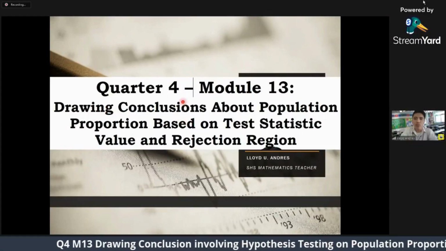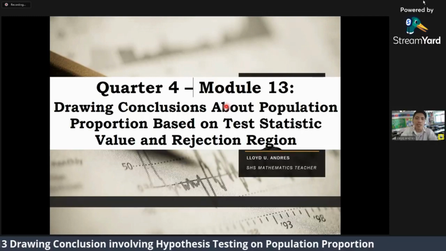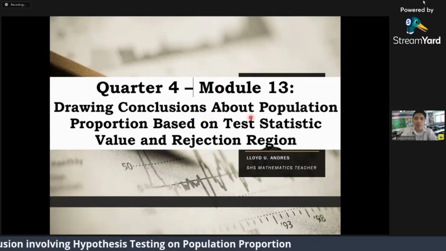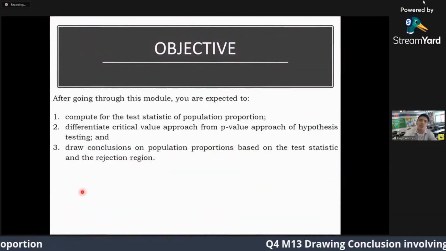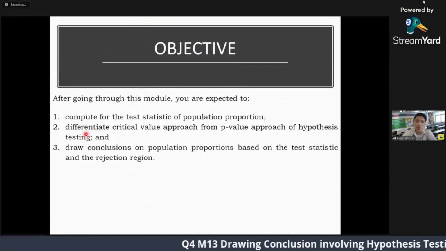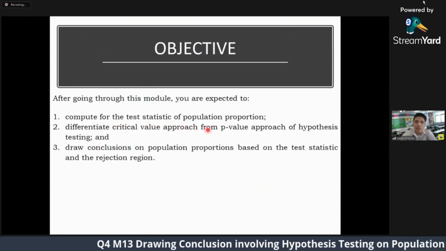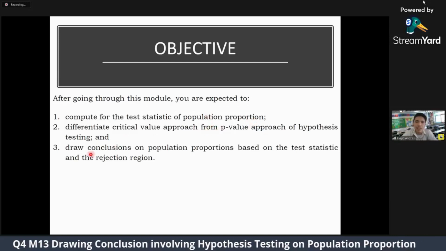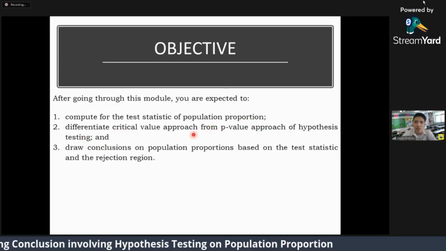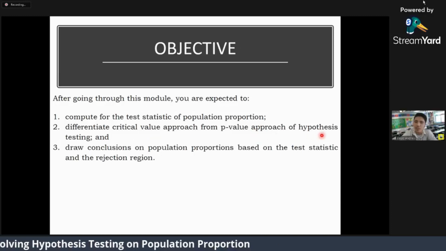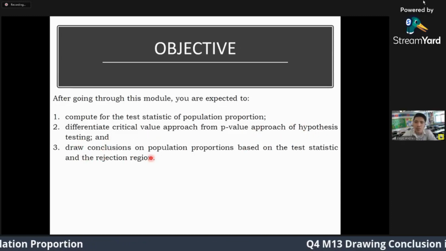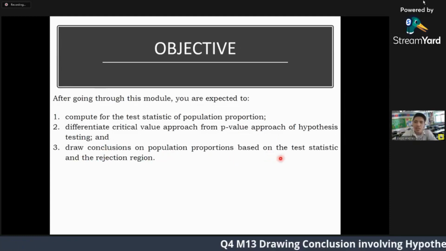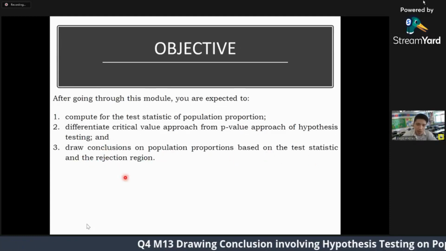Quarter 4, Module 13, entitled Drawing Conclusions about Population Proportion Based on Test Statistic Value and Rejection Region. For this module, you are expected to first compute for the test statistic of population proportion. Second is differentiate critical value approach from p-value approach of hypothesis testing, and draw conclusion on population proportions based on the test statistic and rejection region.